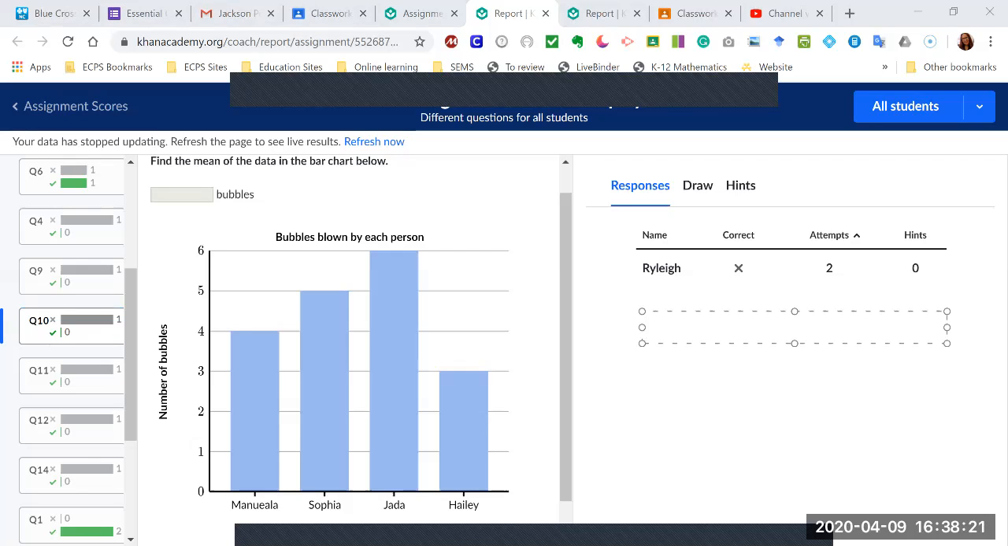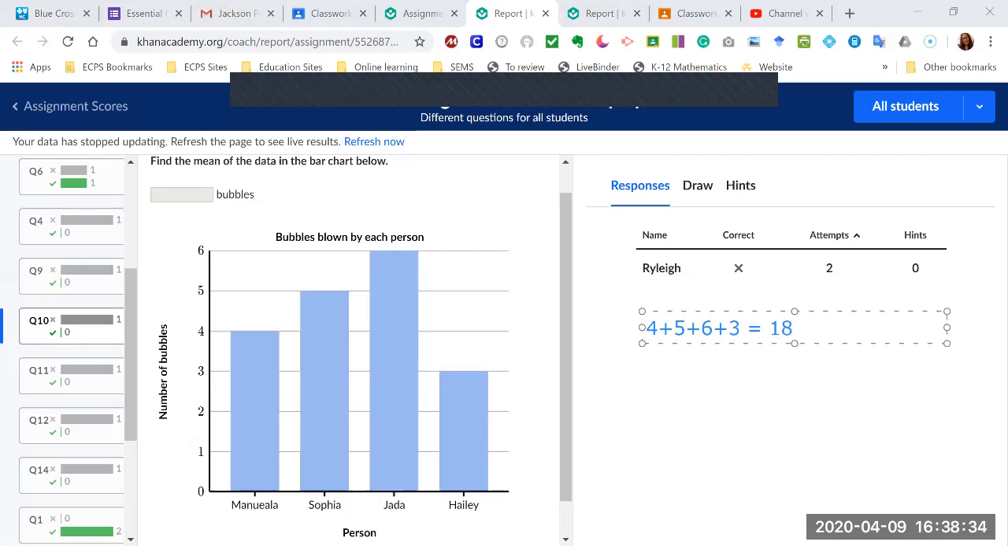So I have 4 plus 5 plus 6 plus 3. Oops, I forgot my 4. 4 plus 5 plus 6 plus 3, which is going to give me 18. And since that is 4 people, I'm dividing 4 into 18.